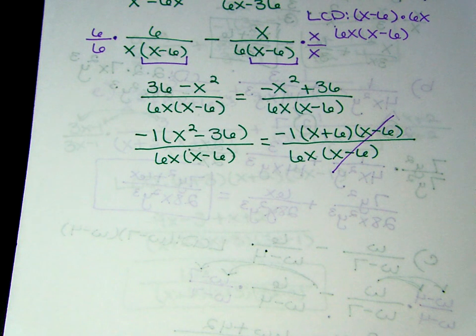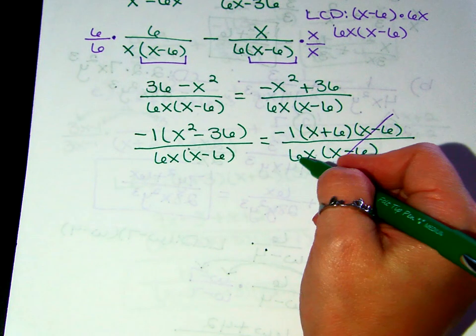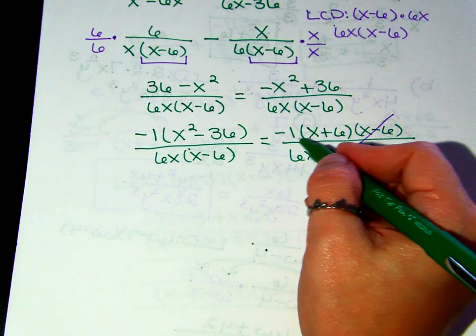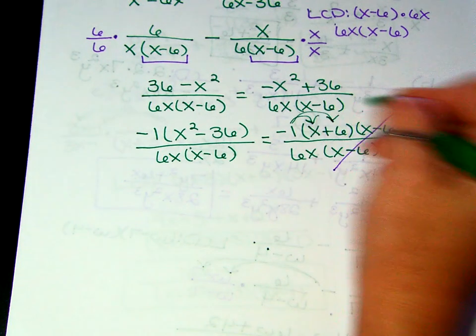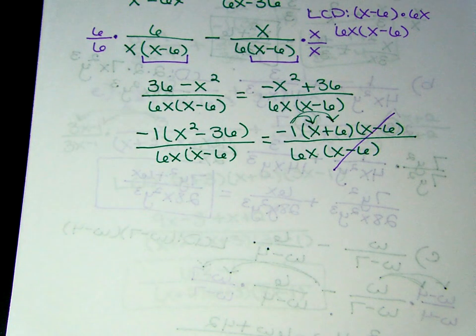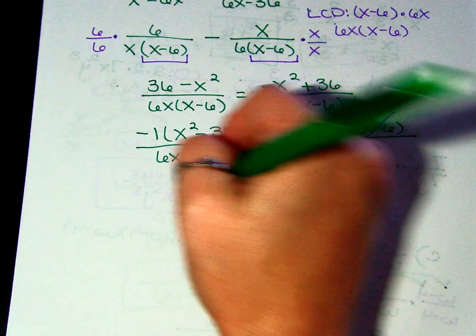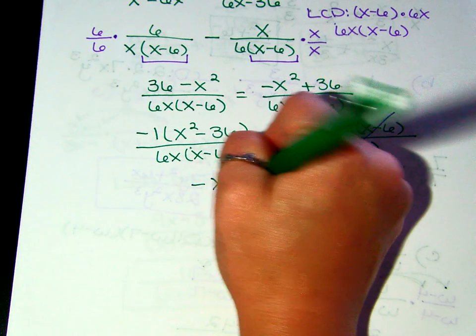Now at this point, the 6x and the x plus 6 and the negative 1, nothing else is going to cancel, so I'm going to go ahead and redistribute that negative just because I don't want to leave it in that factored form on top. Factored form on bottom is fine, but they always want you to have a simplified version on top. So give me a negative x minus 6 all over 6x.